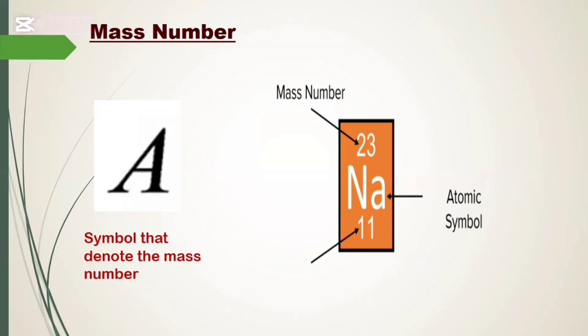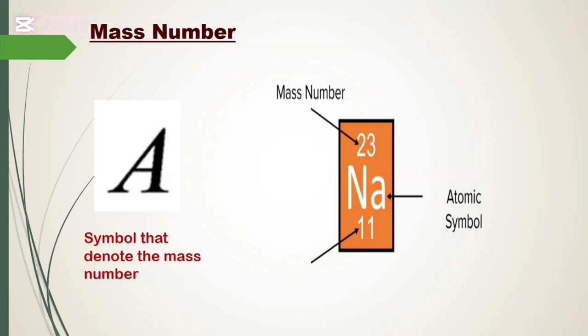Now, if I ask you a question, how many neutrons are present within the nucleus of a sodium atom? I think now you know the answer. It's actually 12, because we know that the atomic number is equal to the number of protons. Earlier we found that sodium has 11 protons. The number of neutrons is equal to the mass number minus the number of protons. So we find that the sodium atom has 12 neutrons.